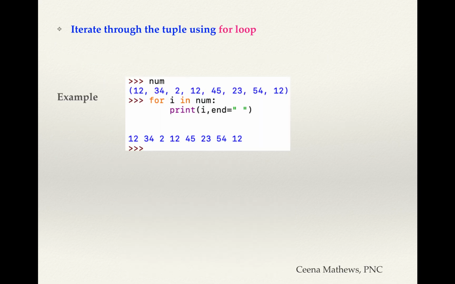Next, how to iterate through the tuple items. That is done using a for loop. Num is the tuple created. In order to print all the items in the tuple, I'm using here a print statement and a for loop. In the for loop, I mention the variable name in tuple name. So each time it will take an item from the tuple and assign it to i, and when I print it, as you can see, it prints it. It has been printed on a single line because the end parameter has been assigned a space. That's why it's printing the outputs on the same line.